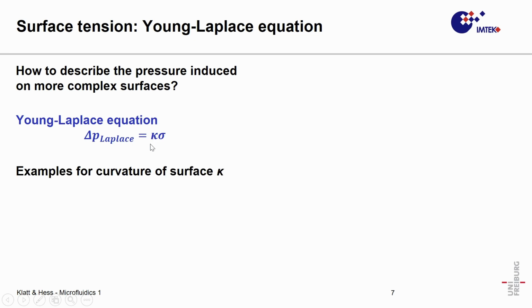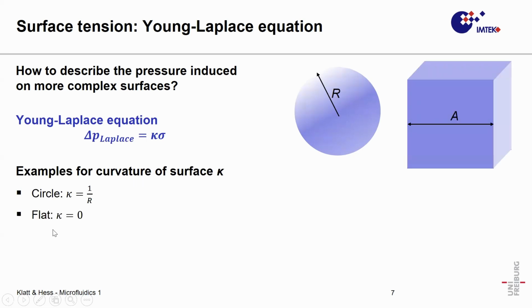So what's the curvature of a surface? And for this, I've brought 3 examples. The easiest example is the curvature of a circle, because then it's obviously only the radius, 1 divided by the radius. If we now look at the curvature of a flat surface like that, like in a cube, you can see that the curvature is 0 because it's a straight plane and there's no curvature.